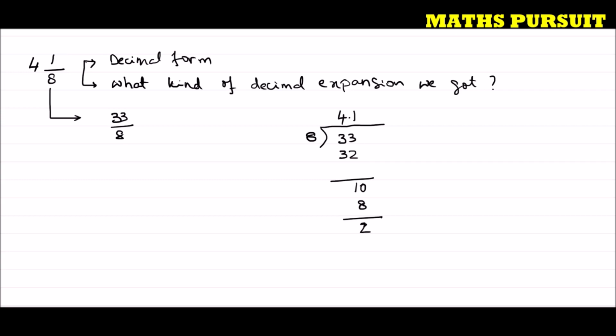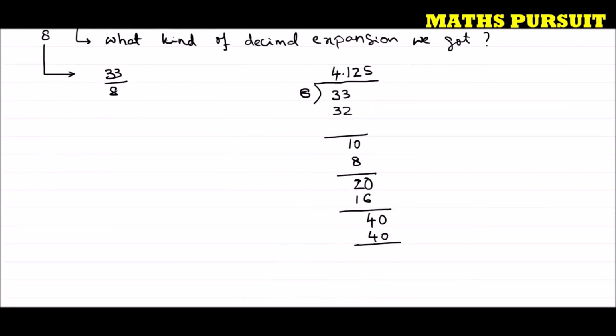Again I need to put a 0 here, and I can write 8 2s are 16. What we got? 8 2s are 16, and we are left with 4. Again I can add a 0 here, and I can say 8 5s are 40. Now you could see that we got our remainder as 0.